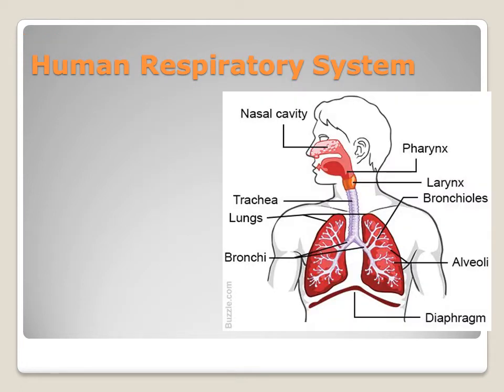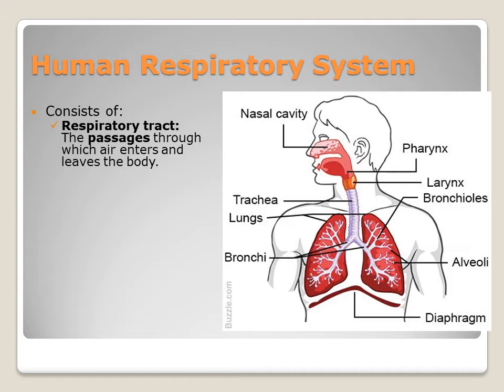To start our lesson, we must recall some information about the human respiratory system. The human respiratory system is made up of two parts. The first part is called the respiratory tract, which consists of passages through which air enters and leaves your body. It is made up of two nasal cavities located inside your nose, the pharynx, which is a common pathway between your digestive system and your respiratory one, the larynx, the trachea, which is a tube-like structure, and two bronchi, which divide into many branches called bronchioles.